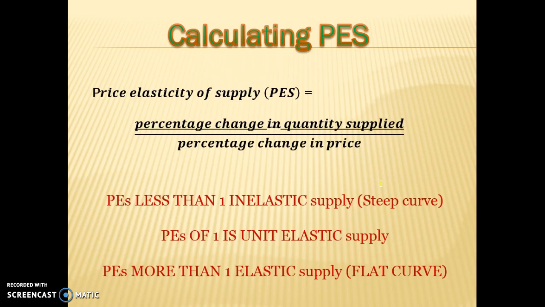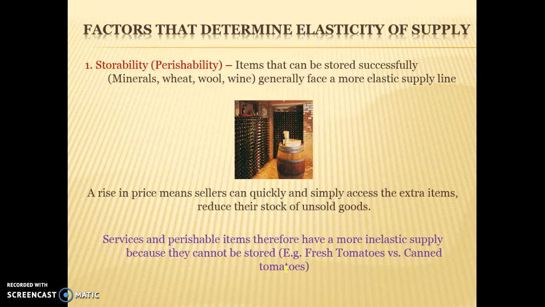The PES is the same as the PED, except instead of saying demanded, it's supplied. So it's percentage change in quantity supplied over percentage change in price. And just like demand, if the PES is less than 1, we have an inelastic supply curve. So if the change in price is bigger than the change in the quantity supplied, then it would be inelastic. If the change in quantity supplied is larger than the percentage change in price, it will be elastic. And if it's the same, it's still unit elastic. The good thing with PES is we don't have to talk about revenue, so there is less to learn in regards to price elasticity of supply.